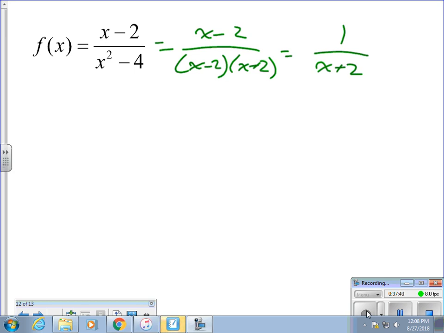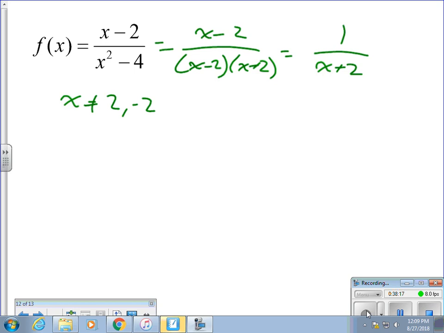Now, you need to be careful when you do this, because my important points come from my original function, not my simplified function. But I can use my simplified function to do my limits, okay? Because the limit of this function is the same as the limit of this function. They are identical when you graph them, except for one feature. Now, x cannot be 2 or negative 2. Those are my two places I need to worry about.